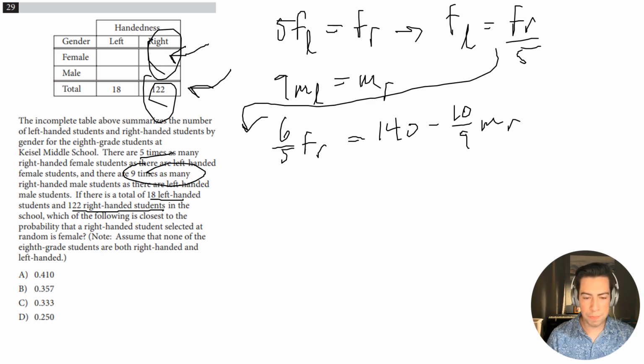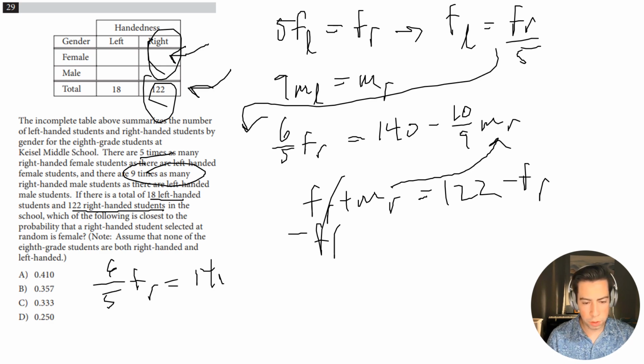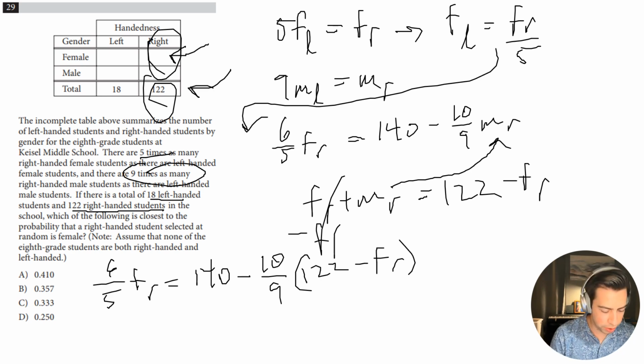So another equation that we have here is that f sub r plus m sub r has to equal 122. So I can go ahead and subtract f sub r from both sides, and then plug this value in for m sub r. So I'm going to have 6/5 f sub r equals 140 minus 10 ninths times 122 minus f sub r. And actually this is the calculator portion, so we can go ahead and just multiply everything through.